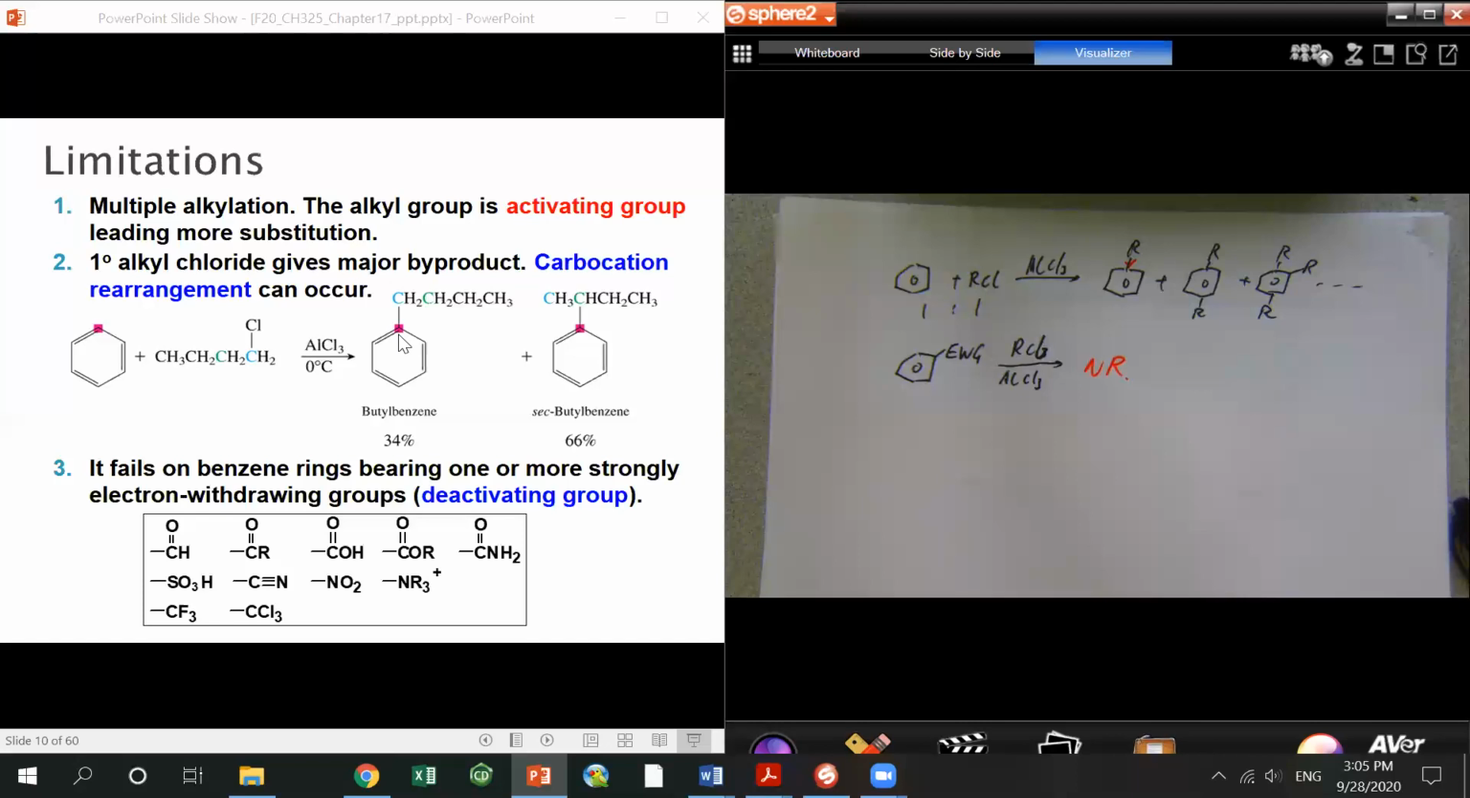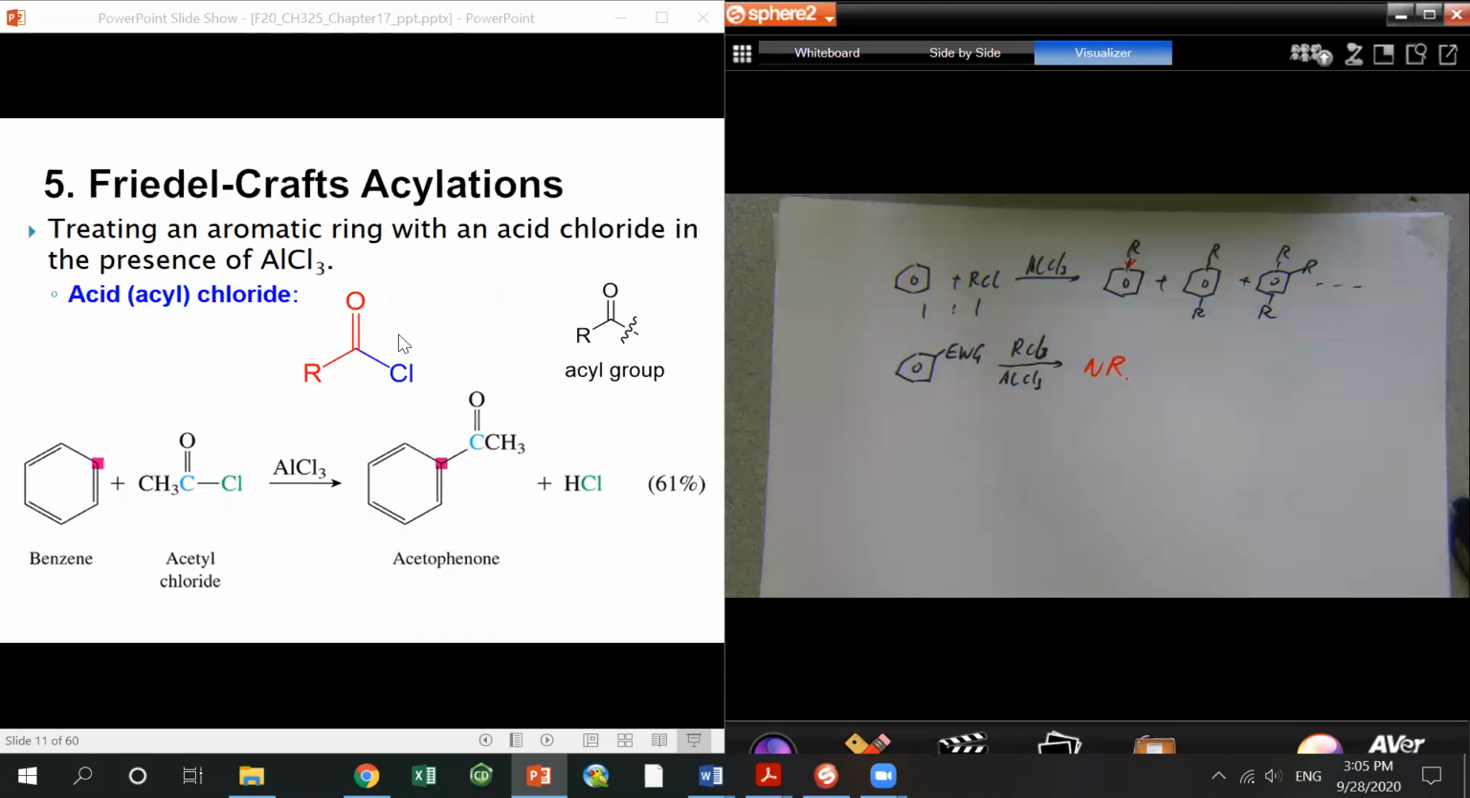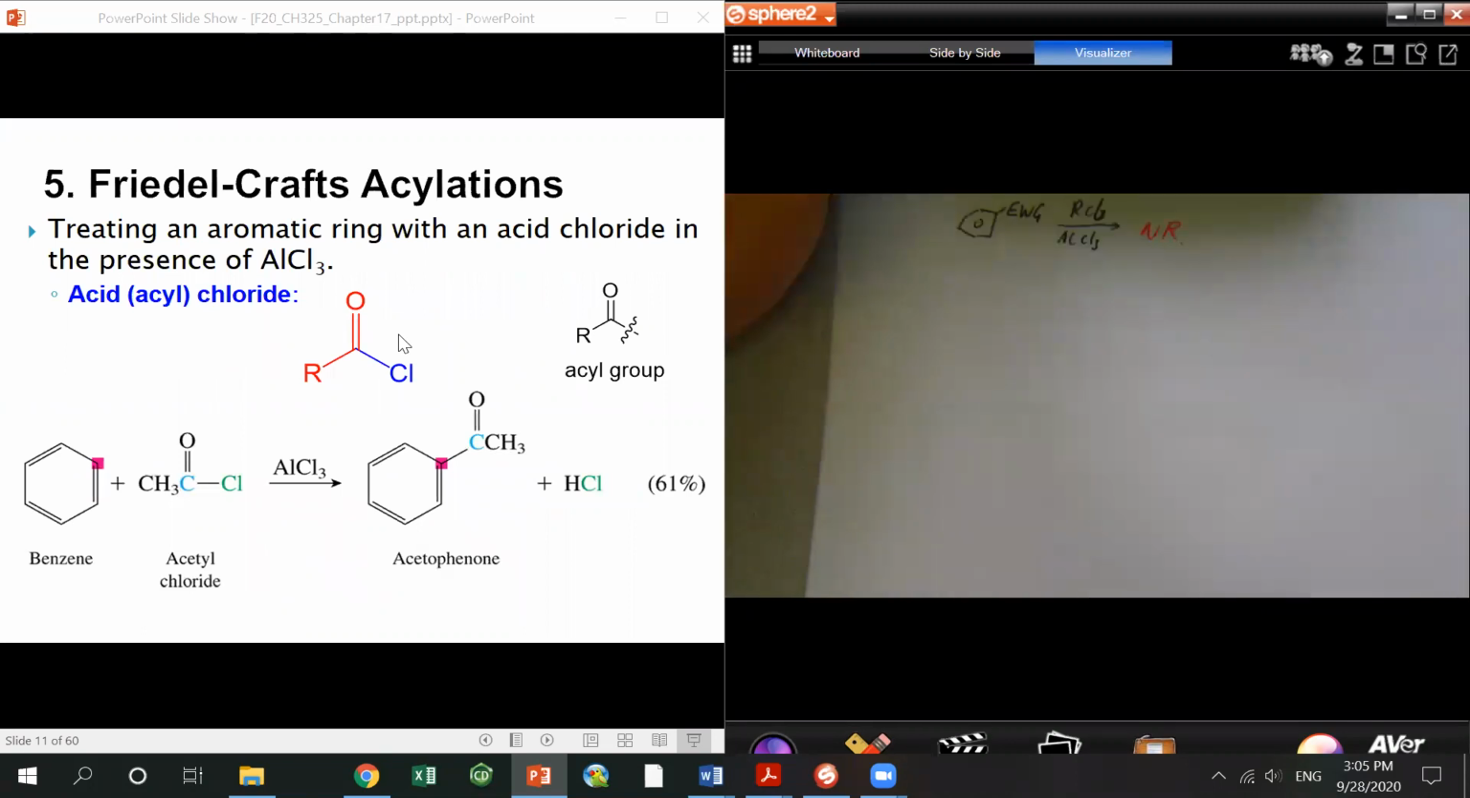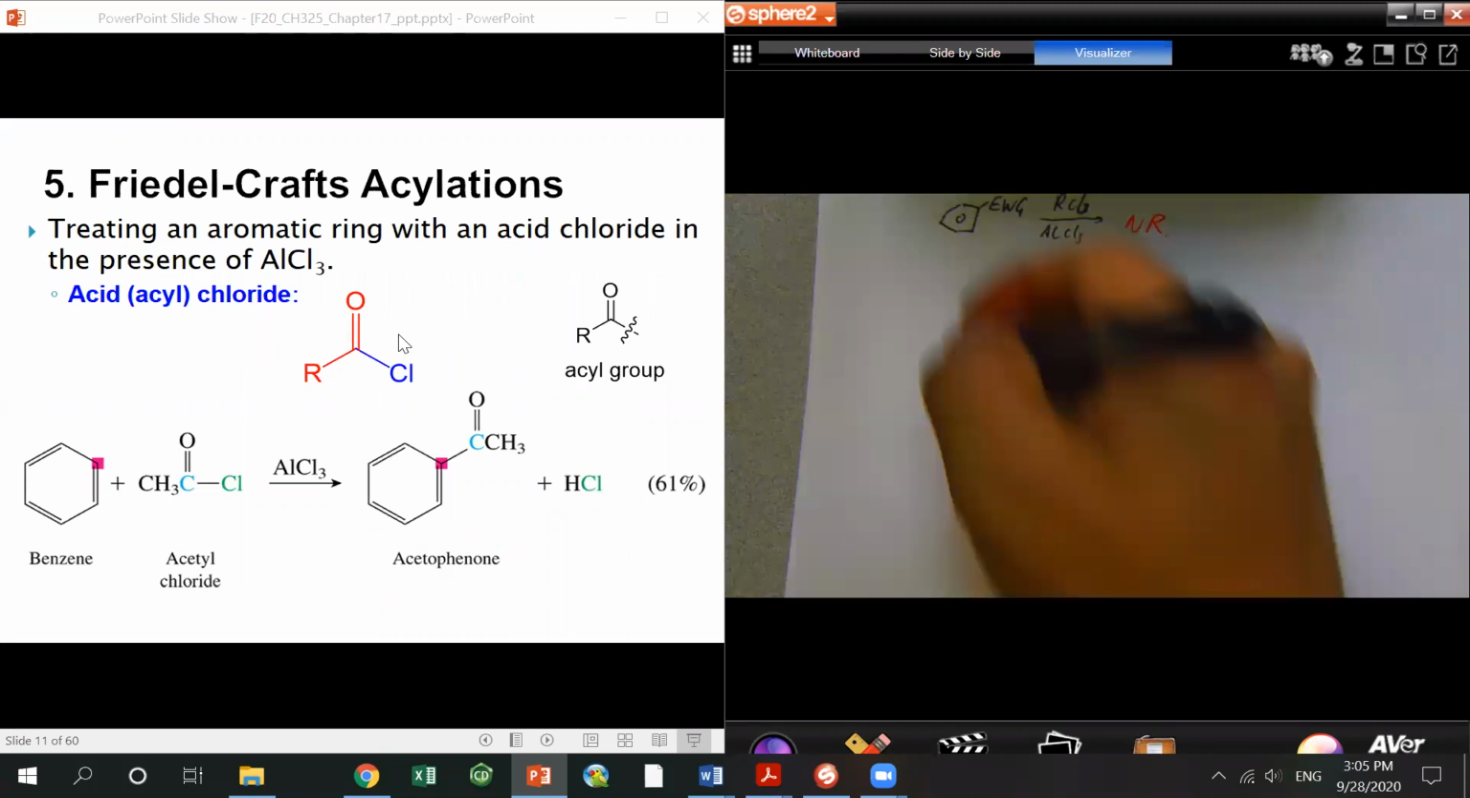So we learned five EAS reactions. Friedel-Crafts alkylation is not so commonly used in the synthesis of alkyl group substituted benzenes. The reasons are shown here. And then we will learn the last EAS reaction, the Friedel-Crafts acylation reaction.